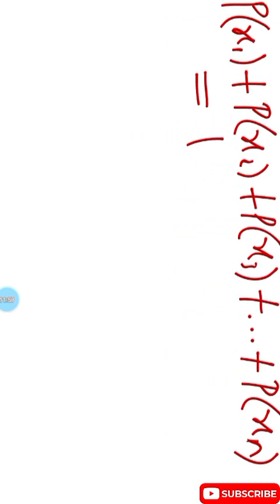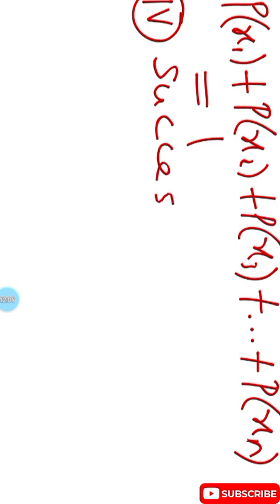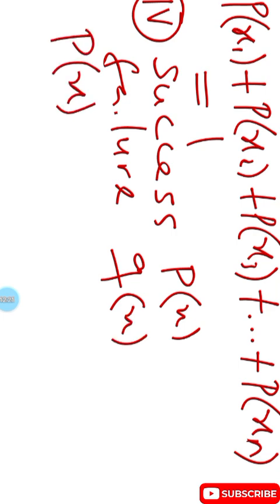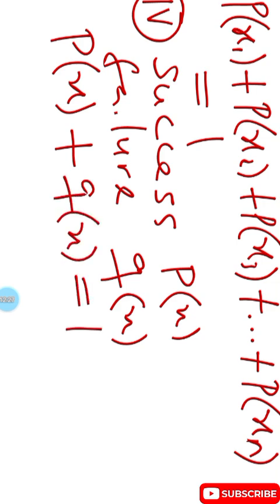In probability, success does not mean the person succeeded or something succeeded. It simply means it happens. Success means that an event happened. Do you understand? Failure simply means it did not happen. So success is denoted by P and failure is denoted by Q. So with respect to the event, we can say P of X and Q of X. So what we are saying is that the probability that an event will happen plus the probability that an event will not happen will eventually become 1. That is what I'm trying to say.